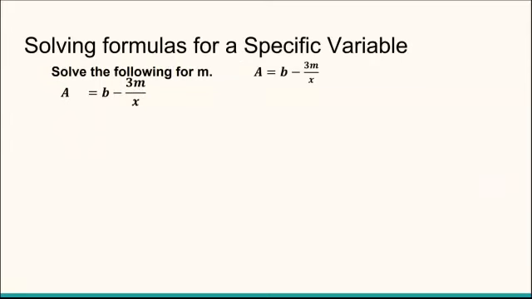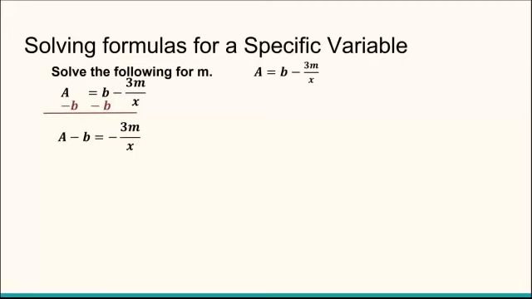Let's say we're going to solve the following for m. We have a equals b minus 3m over x. So I'll rewrite it. I know I want to get m all by himself, so I look at the low-hanging fruit. That'd be the b. Let's move the b over to the other side. How I'll do that is I'll subtract b from both sides. When I do that, I'll get a minus b equals negative, watch that negative sign. I included this one because it had a negative, negative 3m over x. I'm solving for m, and I want to know what m equals.